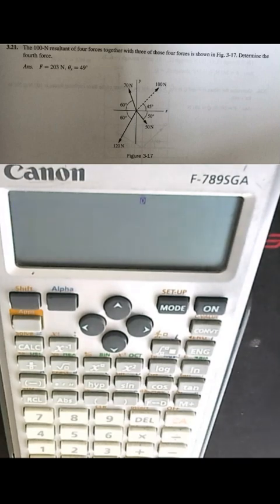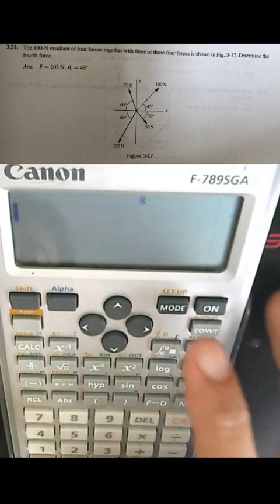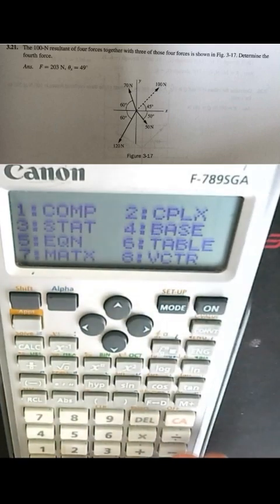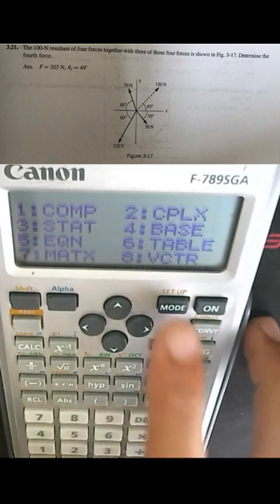Okay, from the figure we can see the resultant force, which is the 100 Newton in the first quadrant, and three of the four forces, which are 70 Newton, 50 Newton, and 120 Newton. We can solve this by using different methods, but for now we will be using our calculator technique. We just have to set up our calculator in complex mode, which is mode 2.